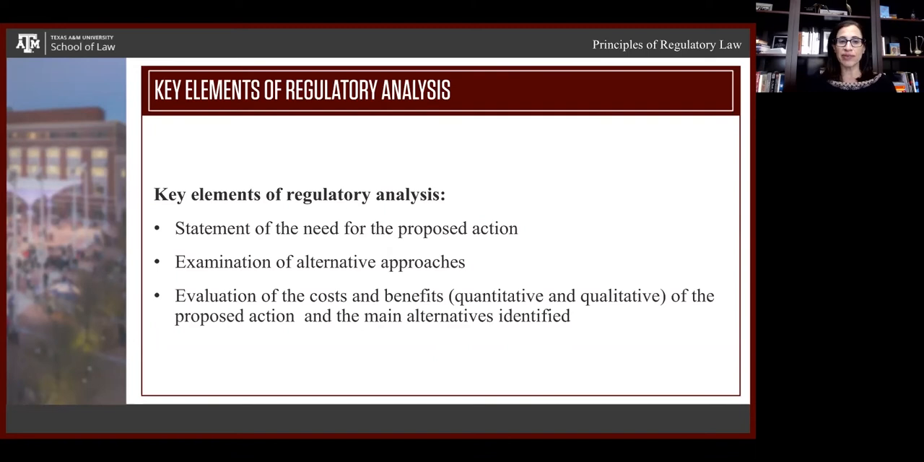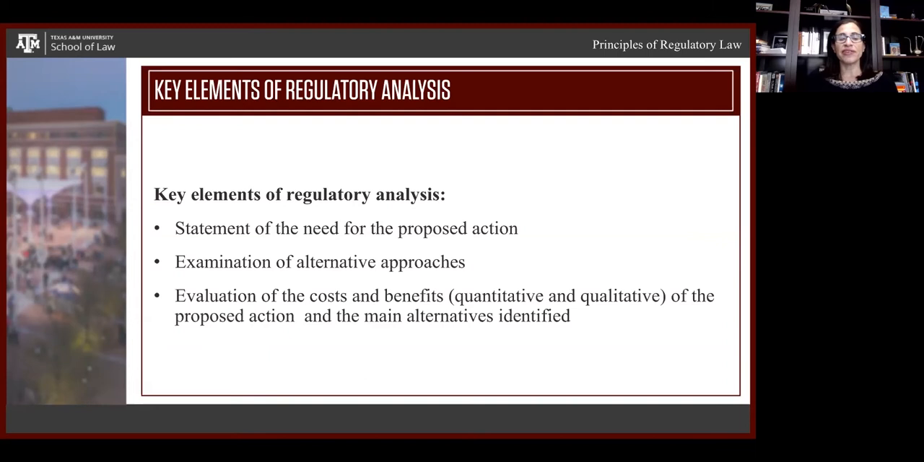There are a few key elements to a regulatory analysis that you should know. First, it should include a statement of the need for the proposed action. So why do we need a regulation? Second, it needs to examine alternative approaches. You can't just focus on one regulation and one approach and assume that's the best way. The agency needs to see that different approaches or possible ways of dealing with an issue have been considered.